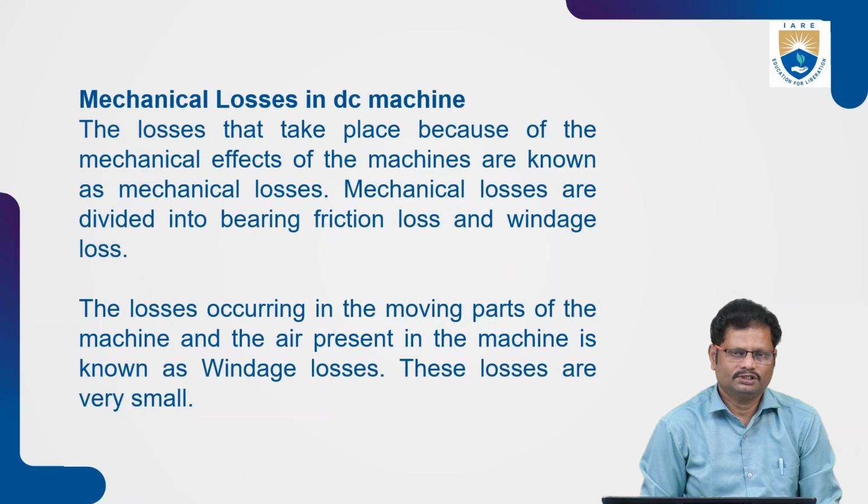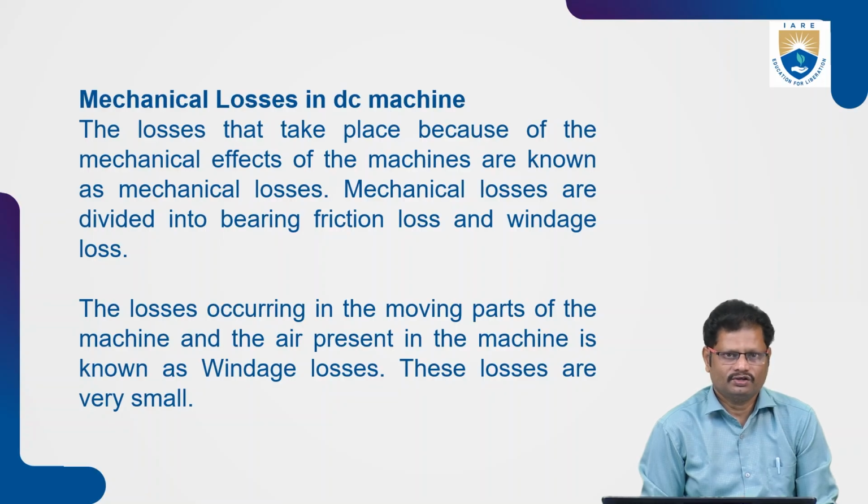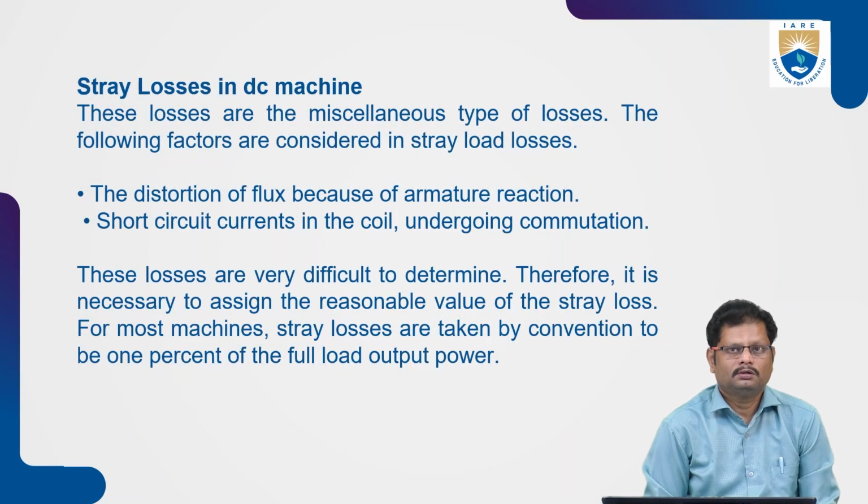Mechanical losses in distribution. The losses that take place because of mechanical effects in machines are known as mechanical losses. These mechanical losses are divided into bearing friction losses and windage losses. The losses occurring in the moving parts of the machine and the air present in the machine are known as windage loss. These losses are very small.